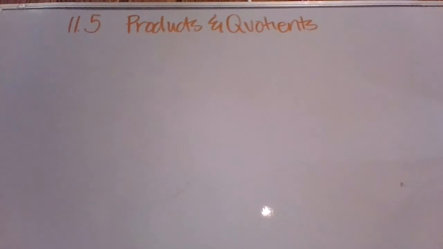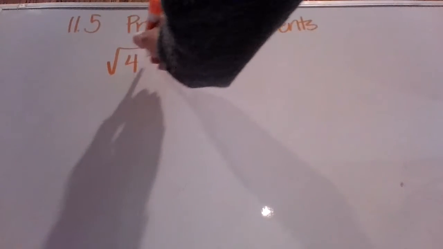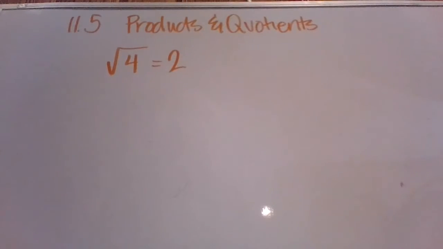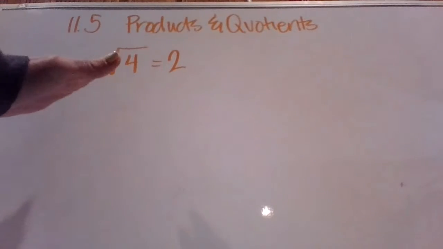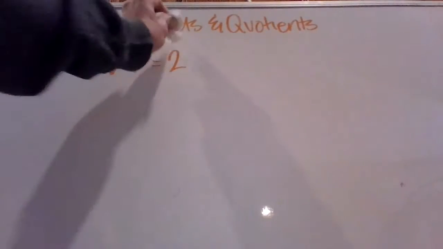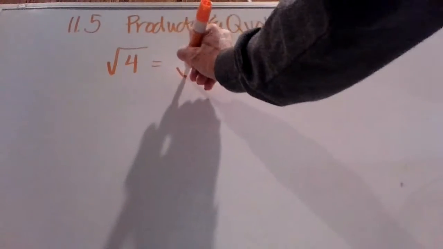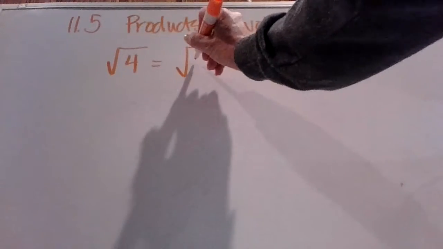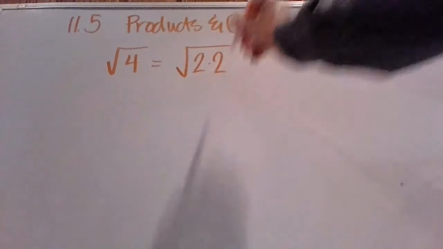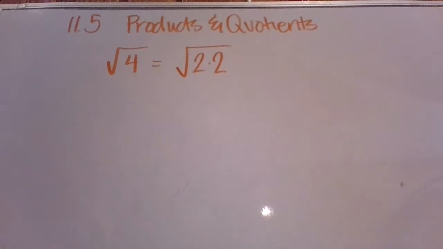We're learning how to simplify square roots, and we're going to multiply with some and get some answers. There's something I want you to think about. When we talked about the square root of 4, it equals 2, because the square root of 4 is the same thing as the square root of 2 times 2, correct? It's the exact same number times the exact same number.